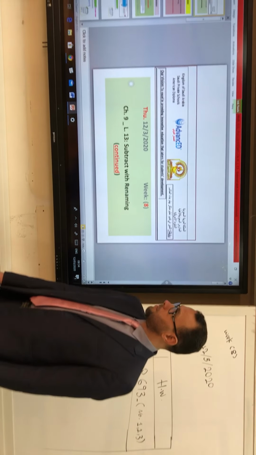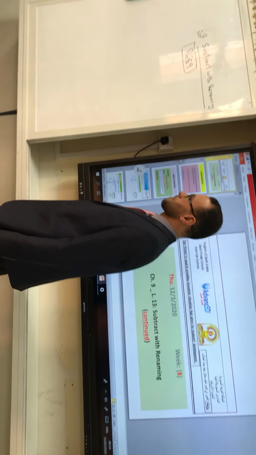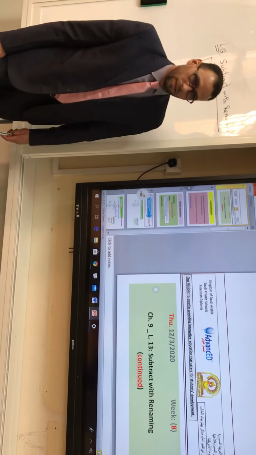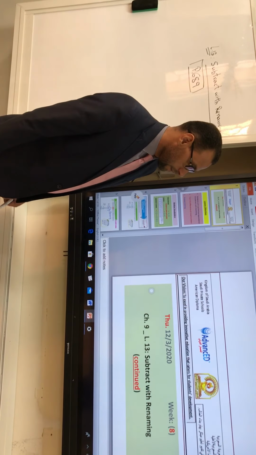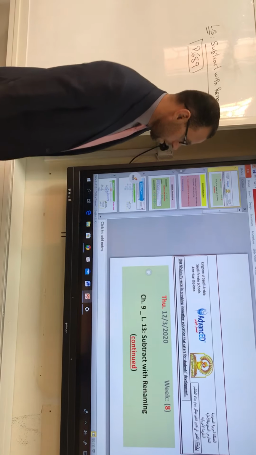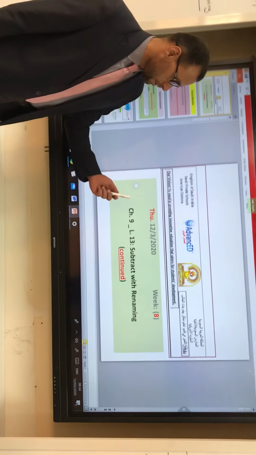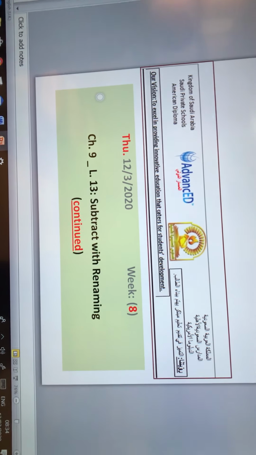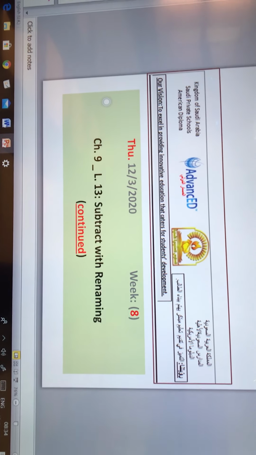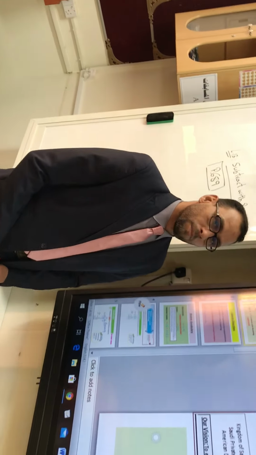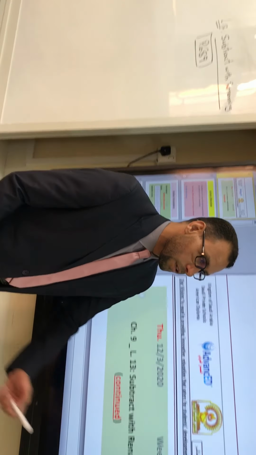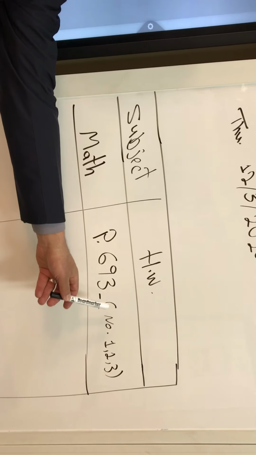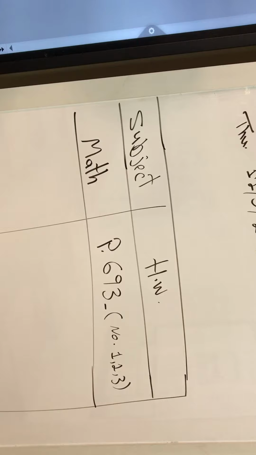Okay. Continuing with what we studied last time, how to subtract mixed numbers. Our lesson for today is in chapter 9, lesson 13, subtract with renaming. Before we start our lesson, please prepare yourself and bring your book and diary. Write your homework for today: page number 693, examples number 1, 2, and 3.